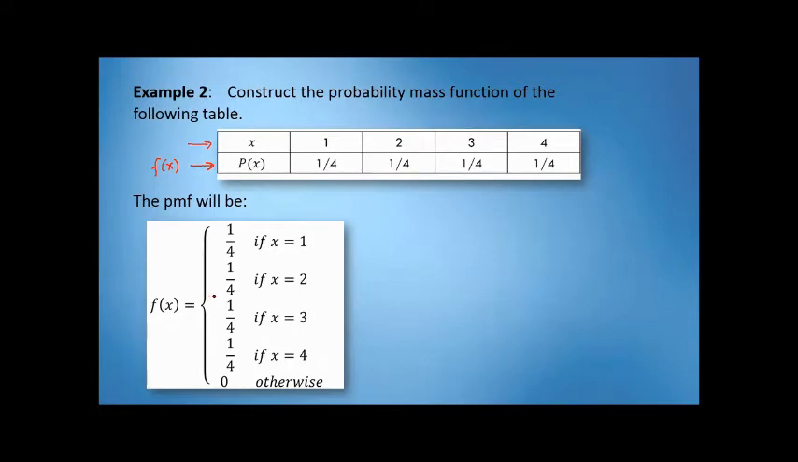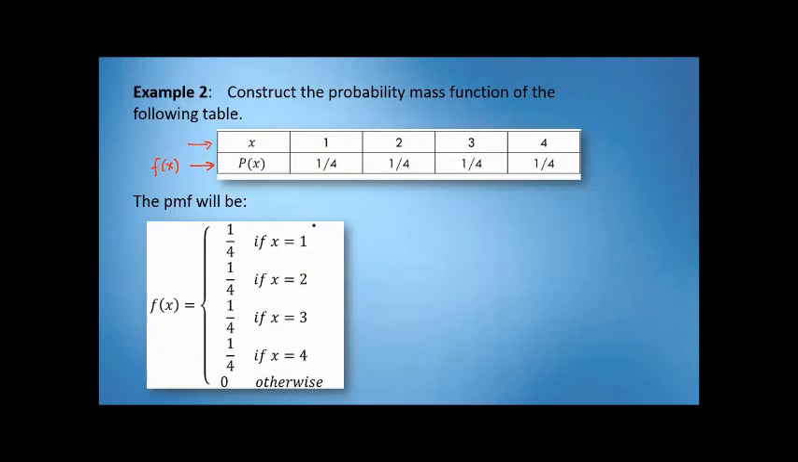Ganito. So malaking piecewise form muna. So f of x is equals to, so comprising lahat ng probabilities and values, 1/4 if x is equals to 1, 1/4 if x is equals to 2, 1/4 if x is equals to 3, 1/4 if x is equals to 4, then last, 0 otherwise. So pag hindi siya 1, 2, 3, 4, ang probability niya 0.